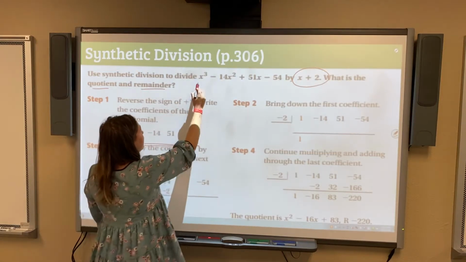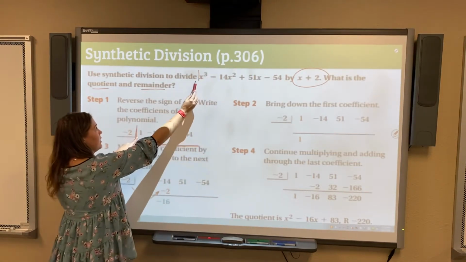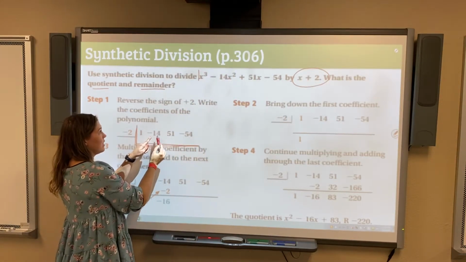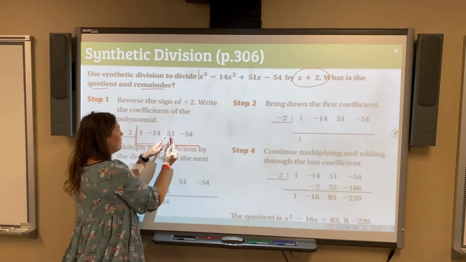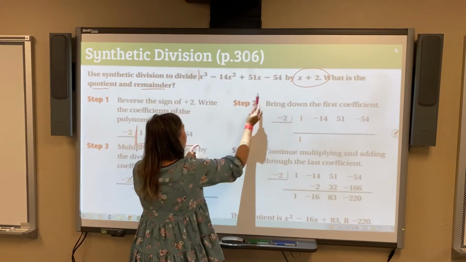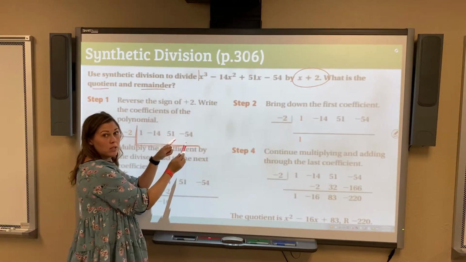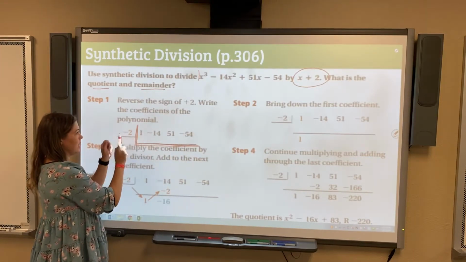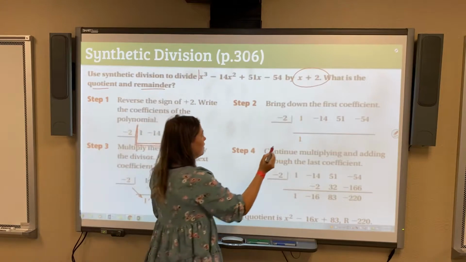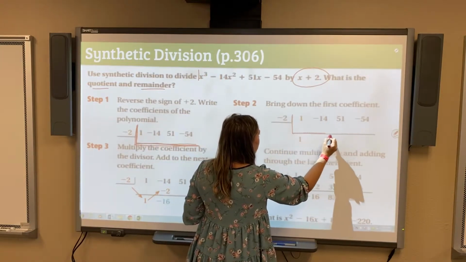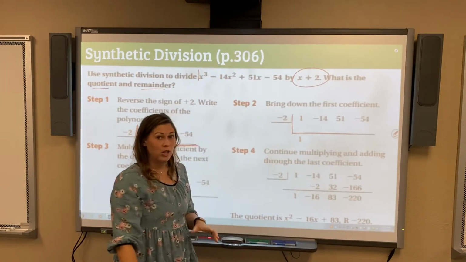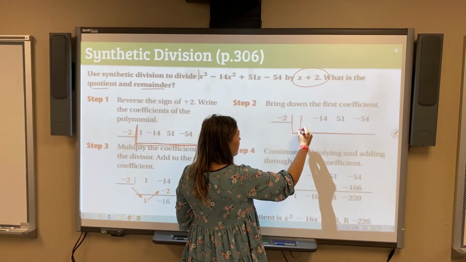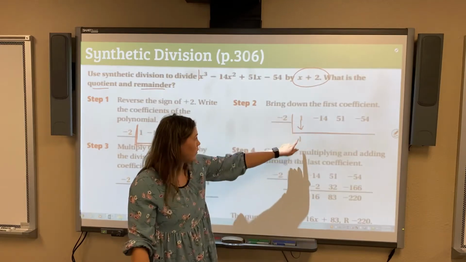Here our coefficient is a 1, so that's how we get that 1. This coefficient is a negative 14, that's how we get that. 51, negative 54. Now that we've set it up, again, I like to do the L, and the negative 2 is on the outside. First step is we take this first coefficient and we bring it straight down. So that 1 comes here.